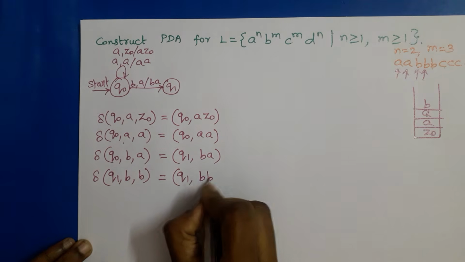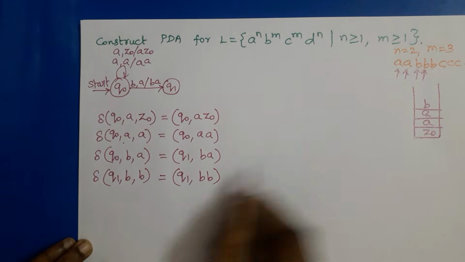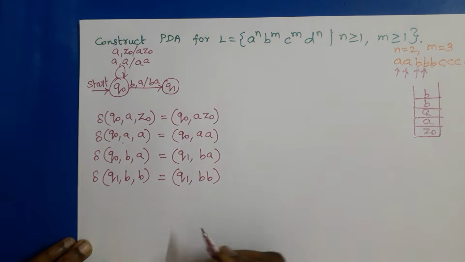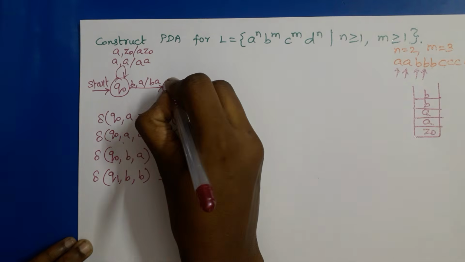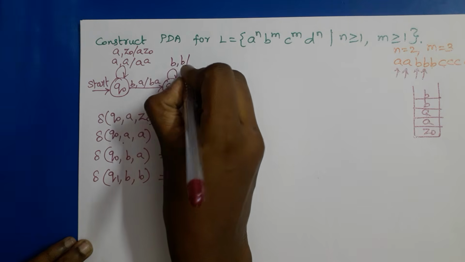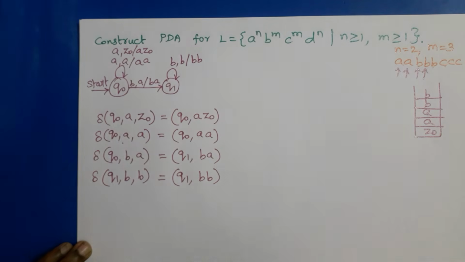So we have to write two B's here. This B will replace B on top of the stack and another B is pushed onto the stack. So Q1 to Q1, B comma B slash BB should be written here.